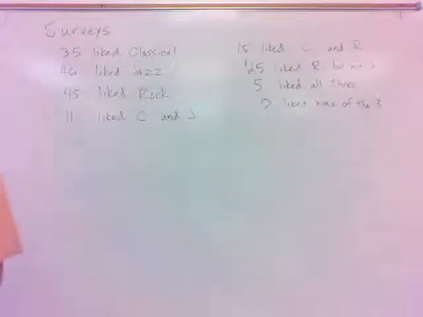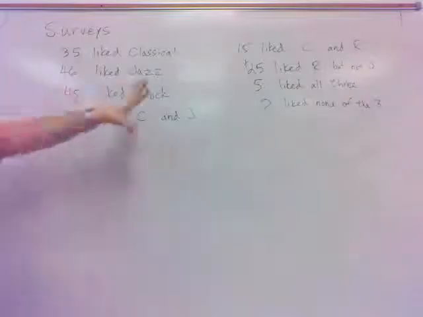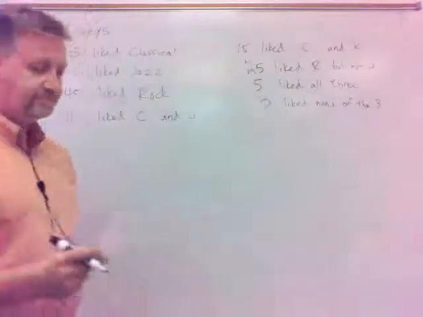In this particular case, we've got a survey, and on the handout it states a group of students in Arizona is what this survey is about, and this is what they like in particular types of music. 35 like classical, 46 like jazz, and so on. So we're quizzing them on whether they like classical, jazz, or rock. Those were the three they surveyed on in this case. And then we've got some other information along the way.